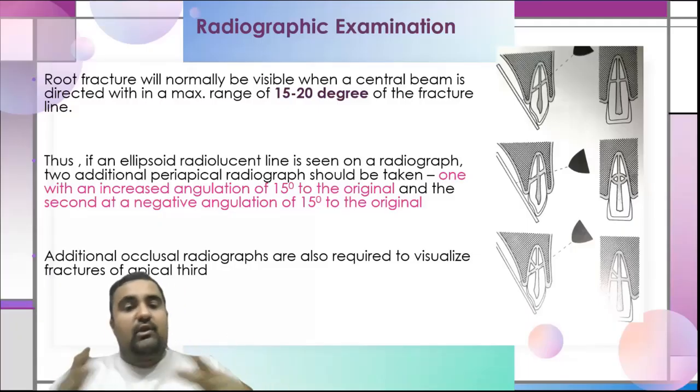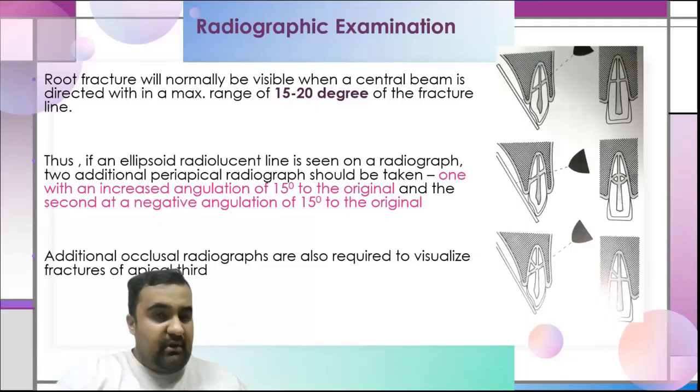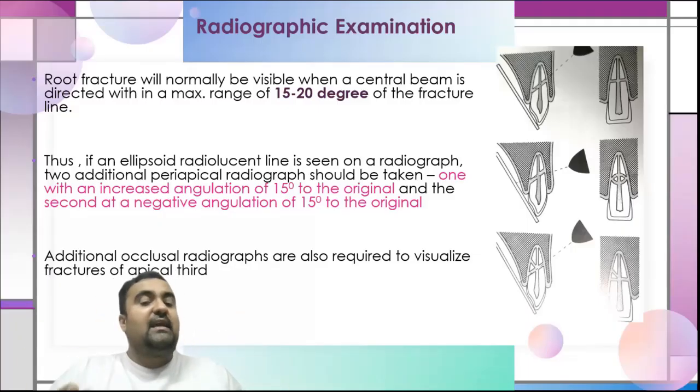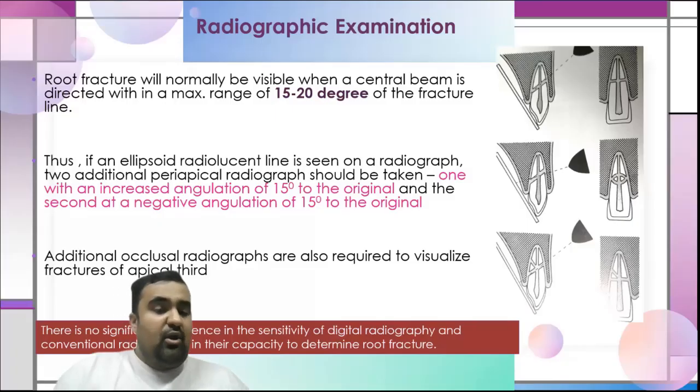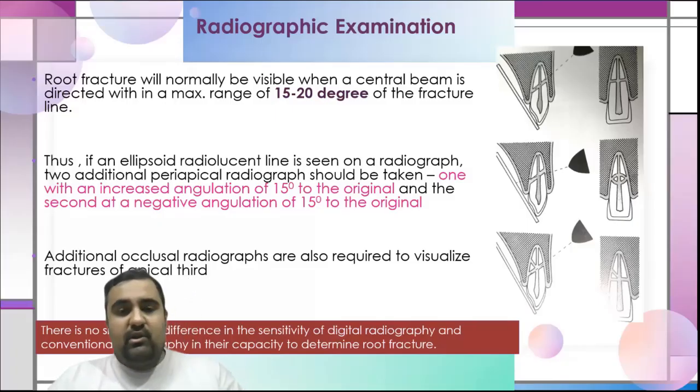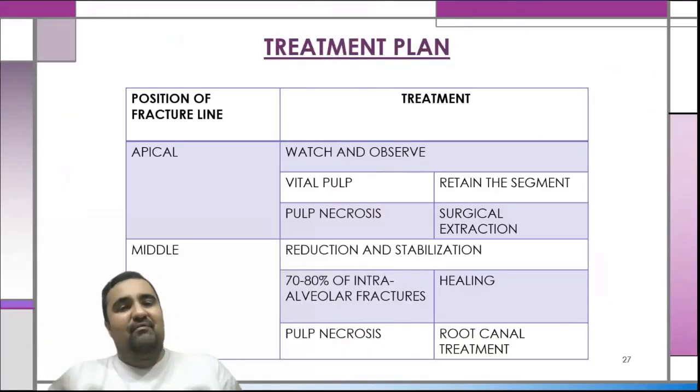So you have to take two angulation radiographs, one with an increased angulation of 15 degrees to the original, and second at a negative angulation of 15 degrees to the original. But there is no significant difference between the sensitivity of digital radiography and conventional radiography to determine the root fracture. So what is the treatment plan?